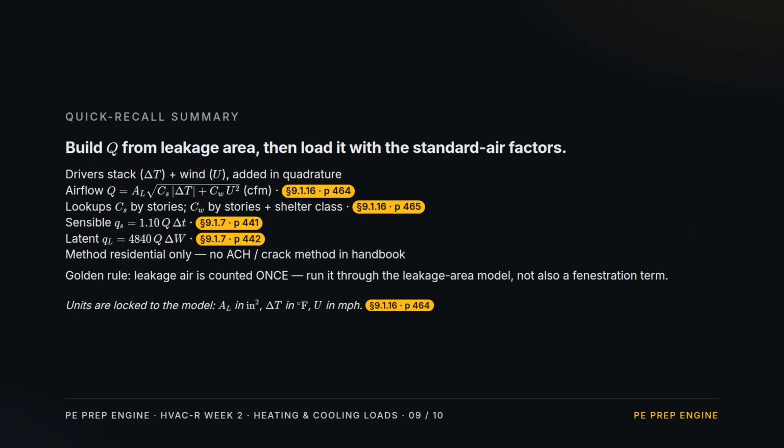Quick recall. Infiltration is driven by stack and wind together. Build the airflow from the effective leakage area and the square root term, using stack and wind coefficients from the tables. Then load it with the standard air factors, 1.1 for sensible, 4840 for latent. The handbook prints only this residential method. Golden rule. Count the leakage air once and never also bury it in a fenestration term.